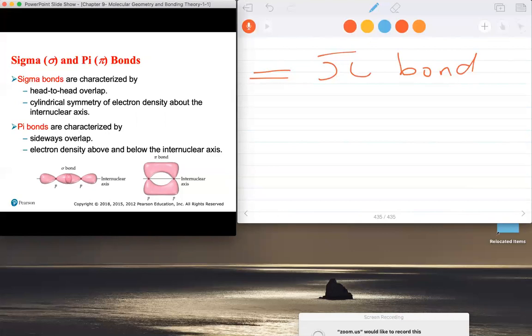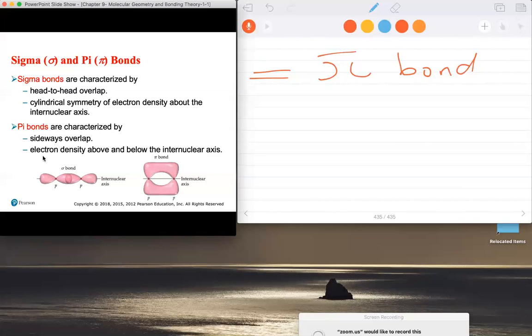This morning I was looking at a question that asked about describing a sigma or single bond. How do you describe that? Is it head to head or side to side? You have to differentiate between the two. You can describe using the characteristic: this is head to head, and the pi bond is characterized by sideways overlap.